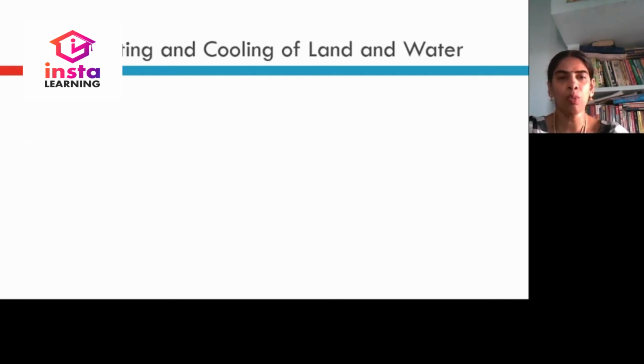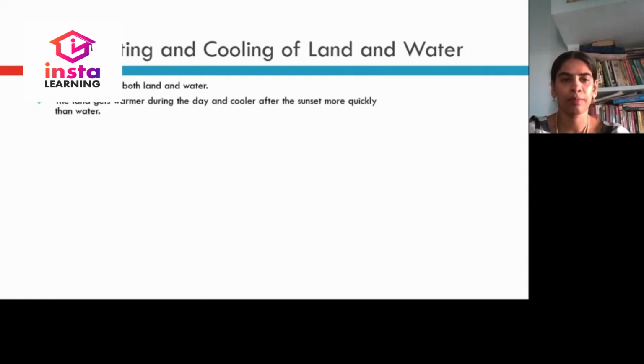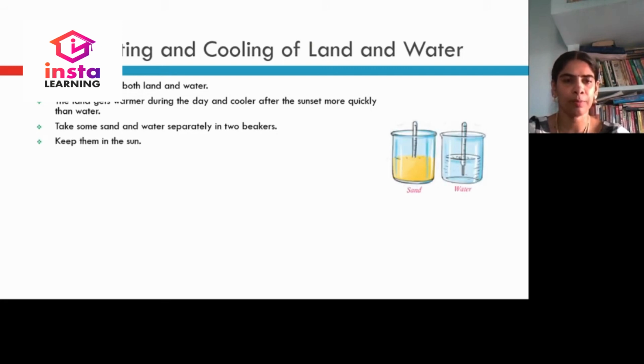Let us learn how the heating and cooling process takes place in land and water. Sunlight falls on both land and water. The land gets warmer during the day and cooler after sunset more quickly than water. Let us perform an experiment to find out this. Take some sand and water separately in 2 beakers. Keep them in the sun. Note down the temperature of both the beakers after an hour.